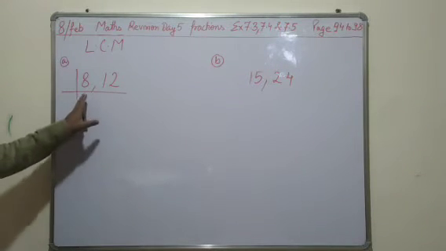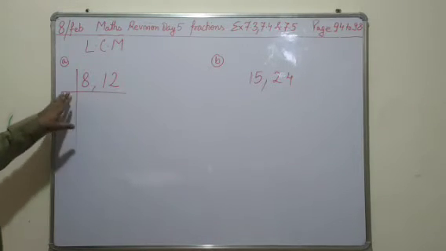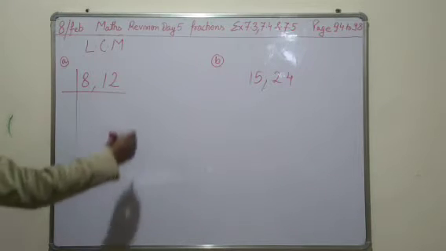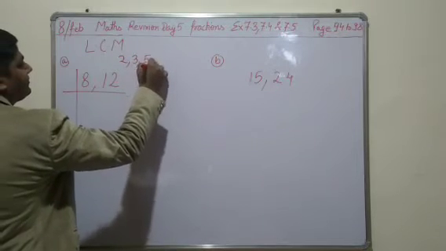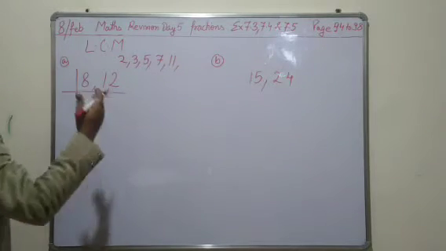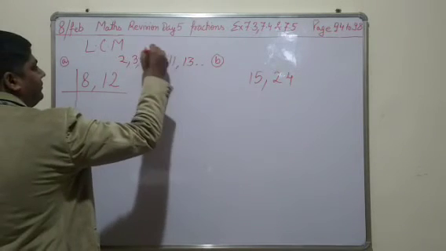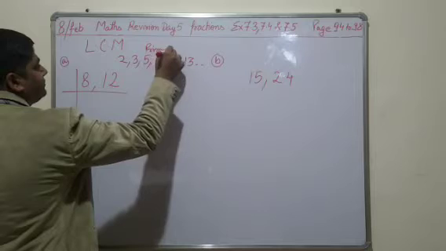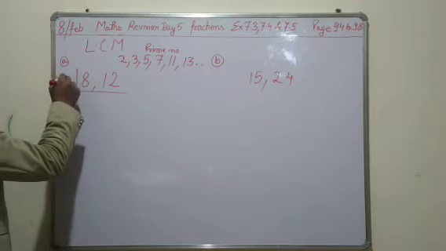When we have two numbers to find the LCM, then we will write it like this, smaller number then the bigger number, and we will start dividing with the prime numbers. Prime numbers are 2, 3, 5, 7, 11. We will start dividing with these numbers. We will use prime numbers to divide for the LCM. You can also use the prime factorization method. So here we'll start with 2.